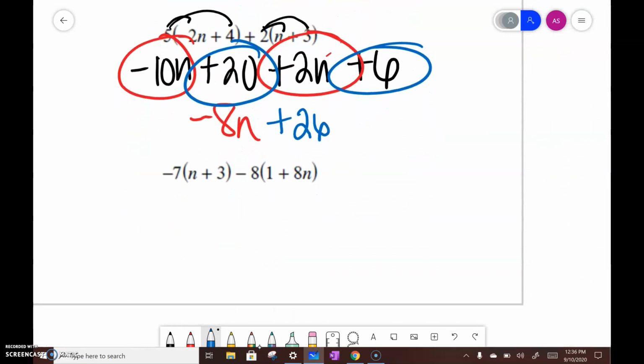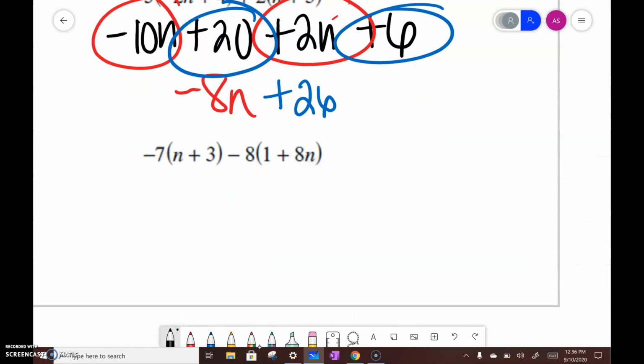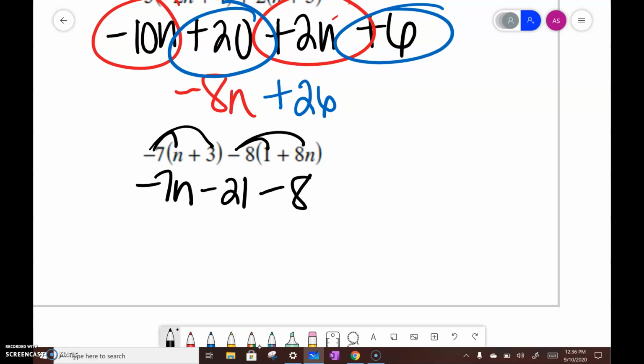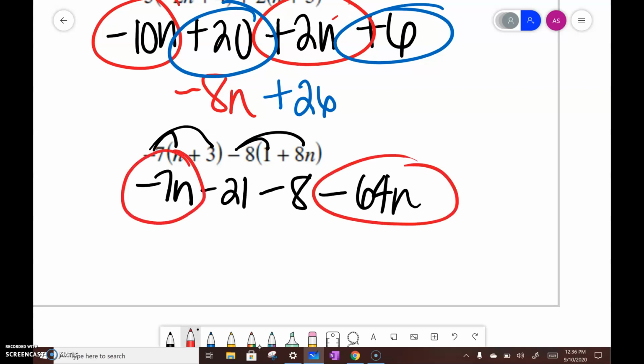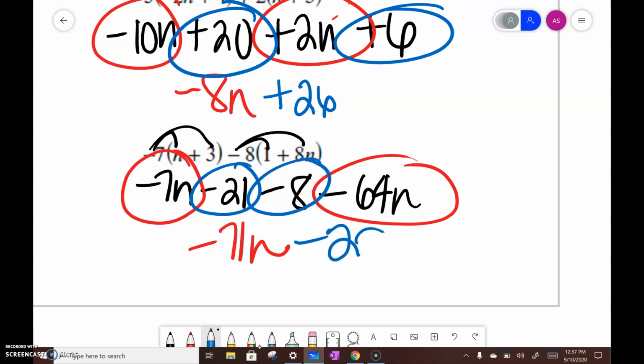All right, last one. Okay, so I have negative 7 times n. That's going to be negative 7n. Negative 7 times 3, negative 21. Negative 8 times 1 will be negative 8. And negative 8 times 8n will be negative 64n. We're going to circle our like terms. Okay, so when I put those together, that gives me negative 71n. Then when I put these together, this will give me negative 29.